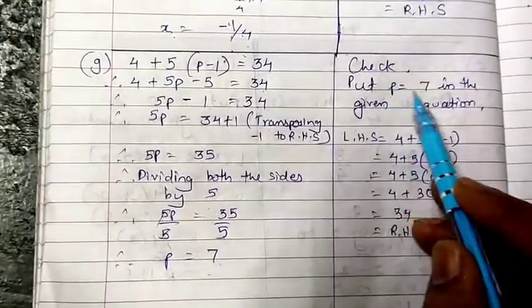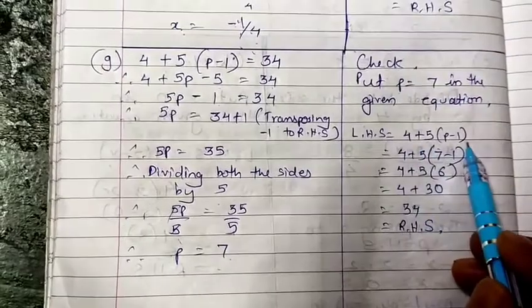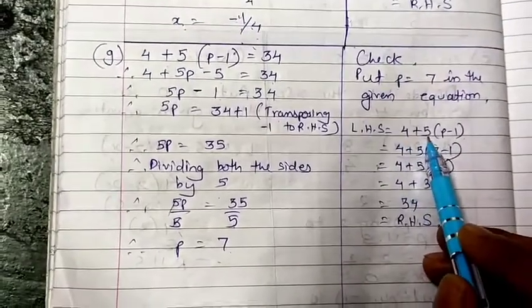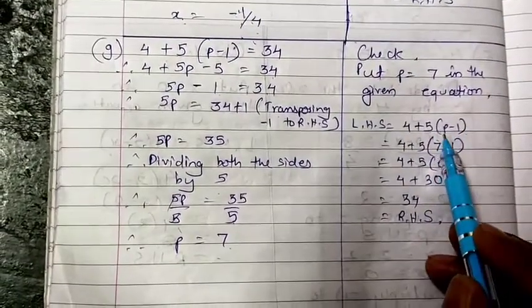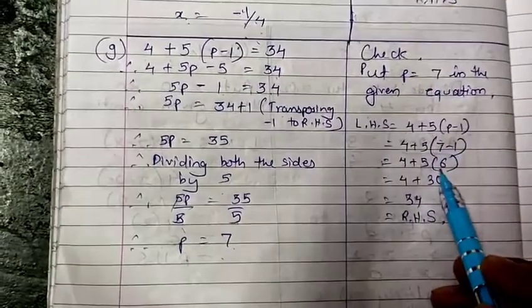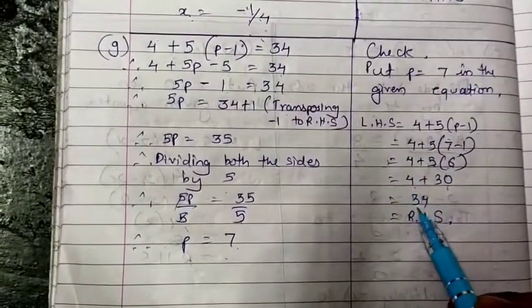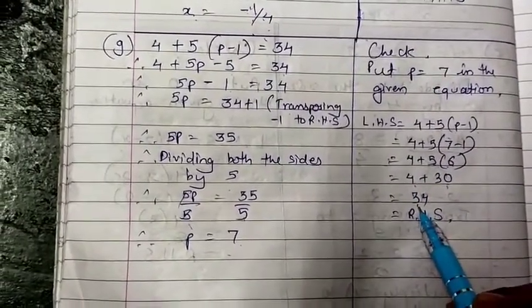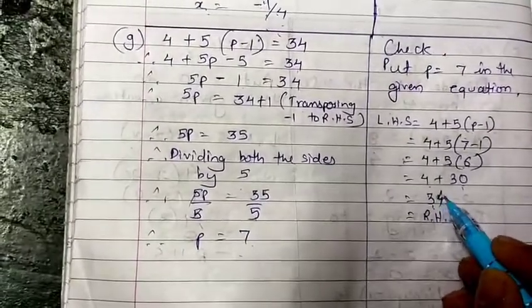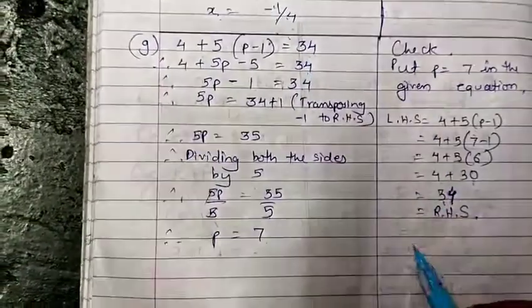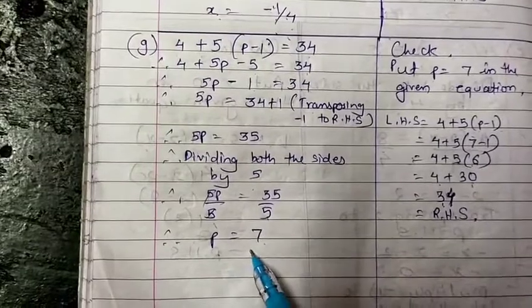Now you have to substitute the value of p in the given equation. Write the expression of the left hand side: 4 plus 5 in bracket p minus 1. In place of p, write this 7. 7 minus 1 gives 6. 6 5s are 30. 30 plus 4, 34. So see whether it is there in the equation, 34 on your right hand side. Yes, it is there. So we can say that this is the solution of the given equation.